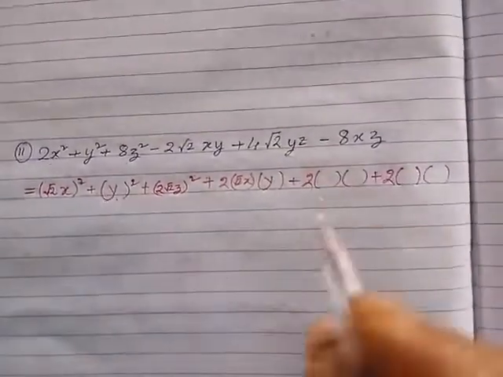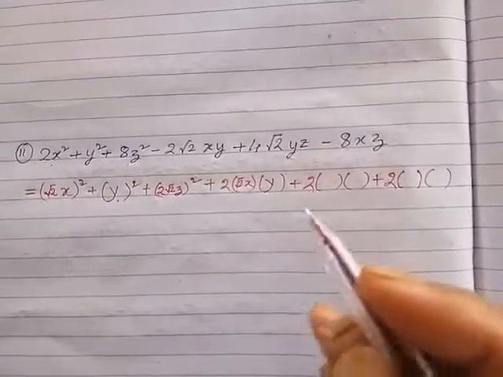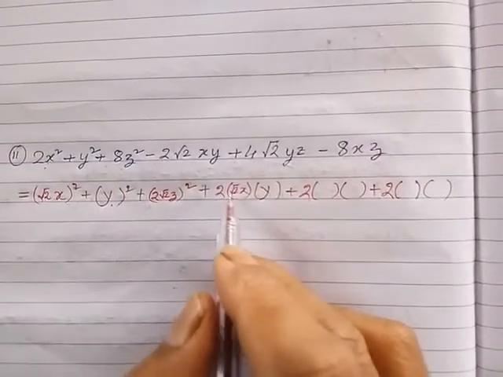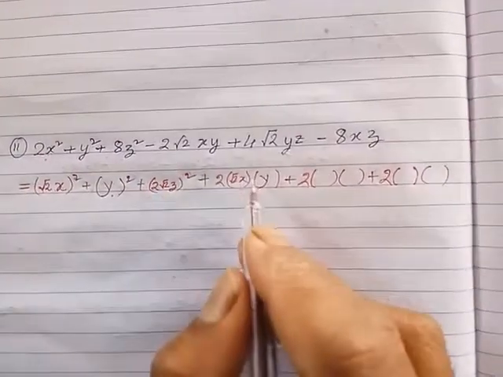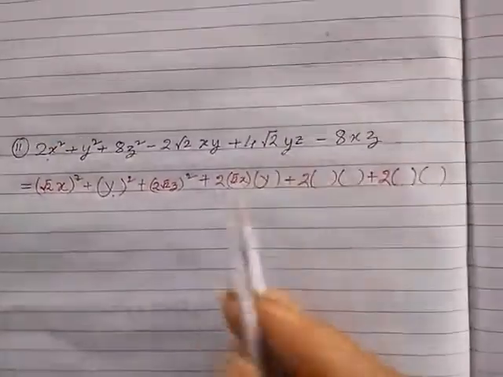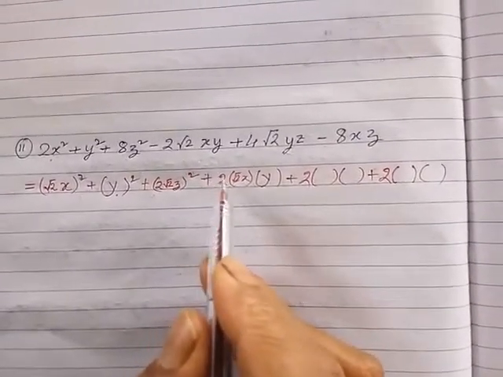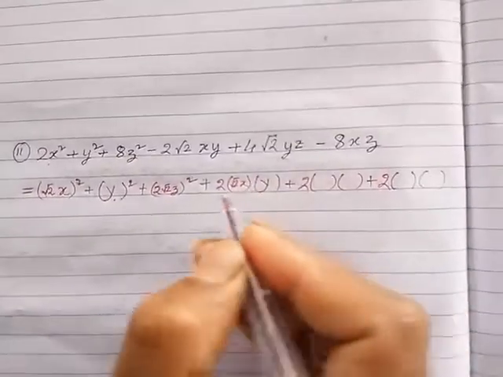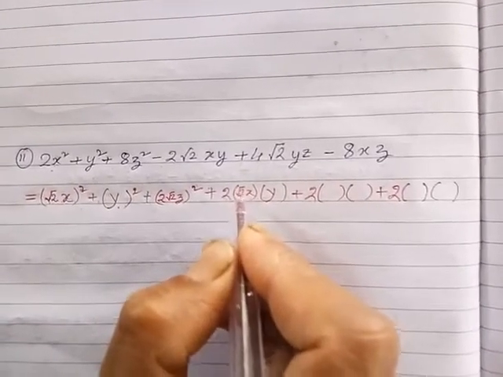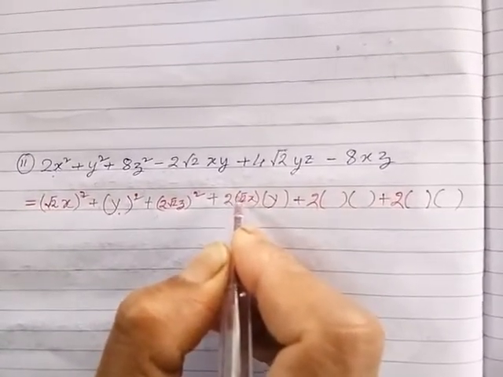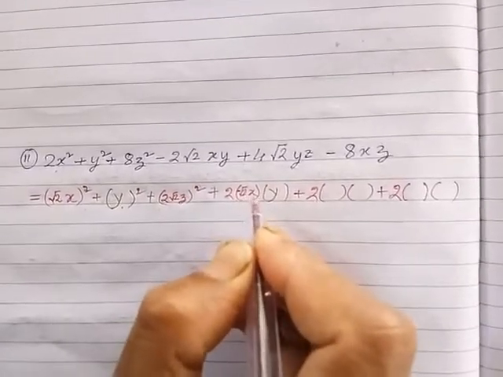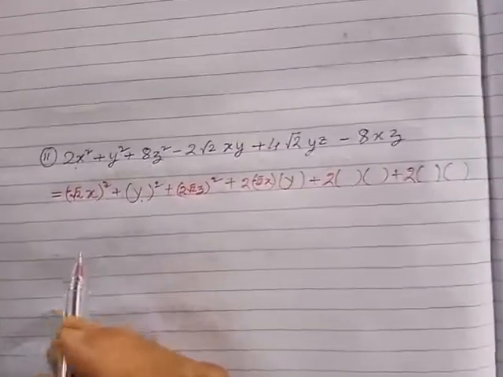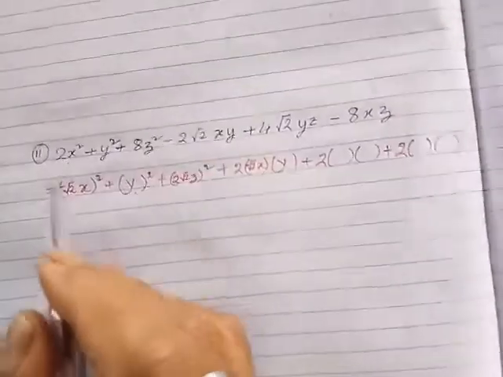A square, b square. Now let us recheck it. 2 into root 2, 2 root 2 xy. It is matching, but the problem is that here it gives a positive value, but here it is a negative value. So let me change this a value to negative, minus root 2x. So here also change it to a negative value.